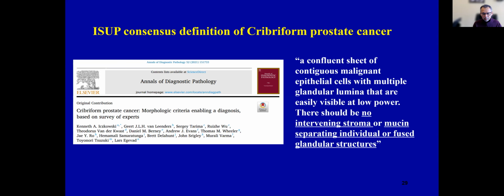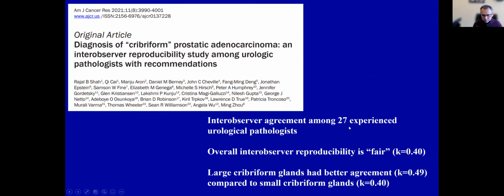So there has been a recent attempt to standardize the definition of cribriform cancer glands, particularly when it pertains to prostate cancer. So the International Society of Urologic Pathology has issued a definition of cribriform prostate cancer gland as a confluent sheet of contiguous malignant epithelial cells with multiple glandular lumina that are easily visible at low power. There should be no intervening stroma or mucin separating individual or fused glandular structures. So I think a very important point to keep in mind is that there should not be stroma or mucin separating the individual or fused glandular structures.